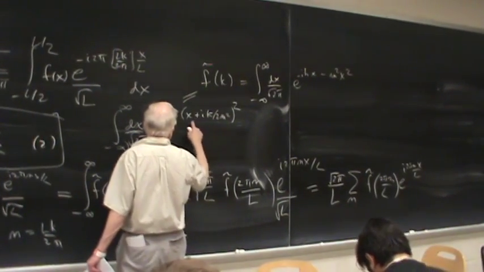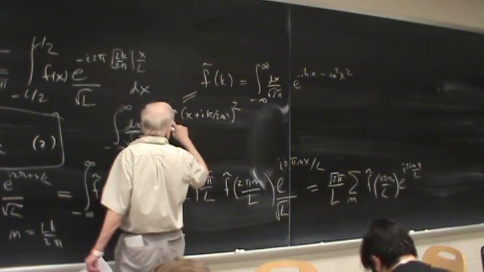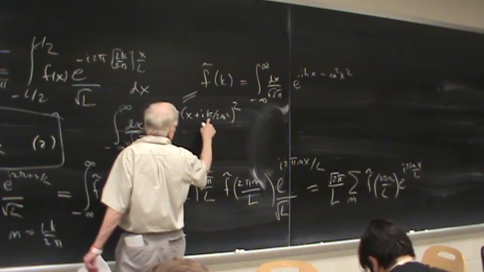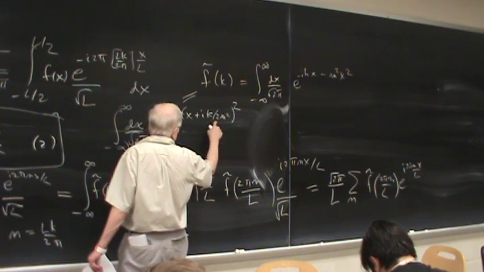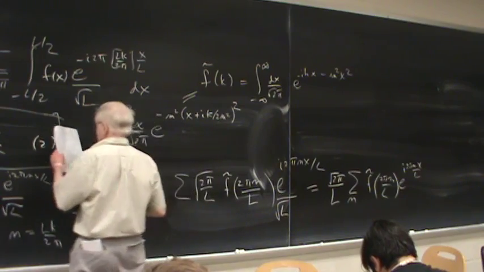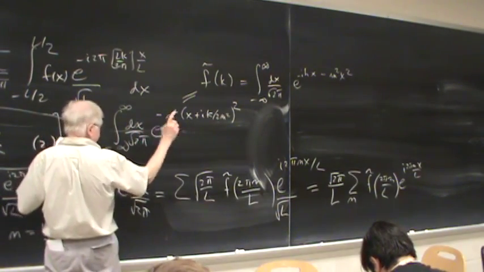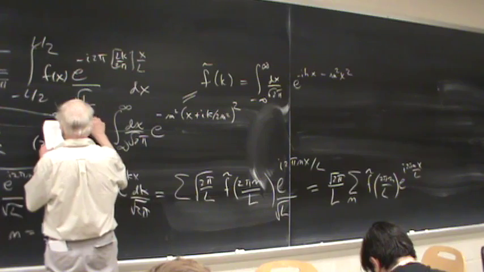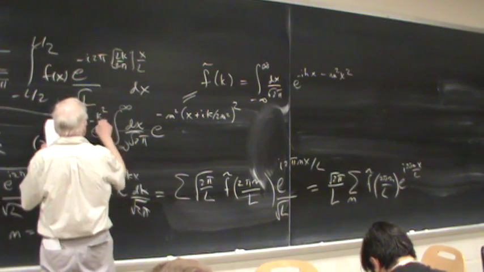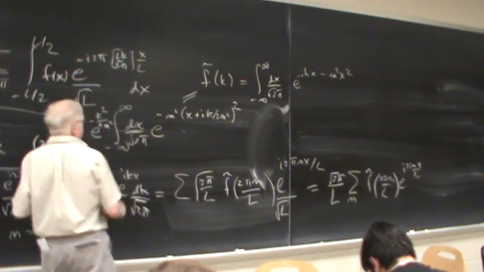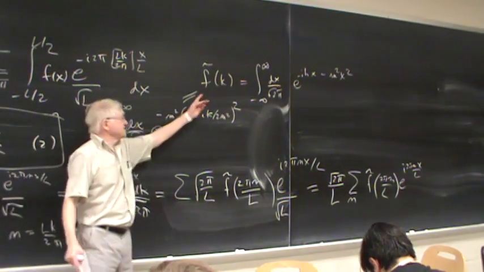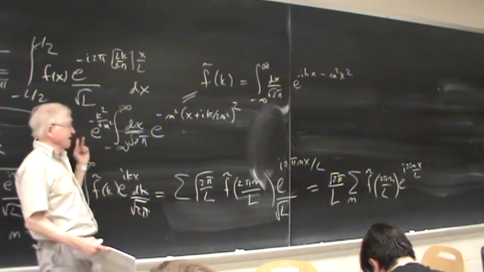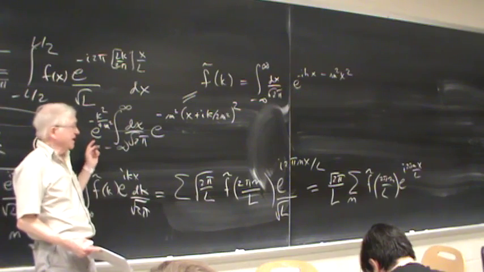This will give you e to the m squared k squared over 4m to the 4th. And so what you need to cancel that plus term is an e to the minus k squared over 4m squared. Okay, so the equation reads this way. F tilde of k is equal to this after you complete the square.